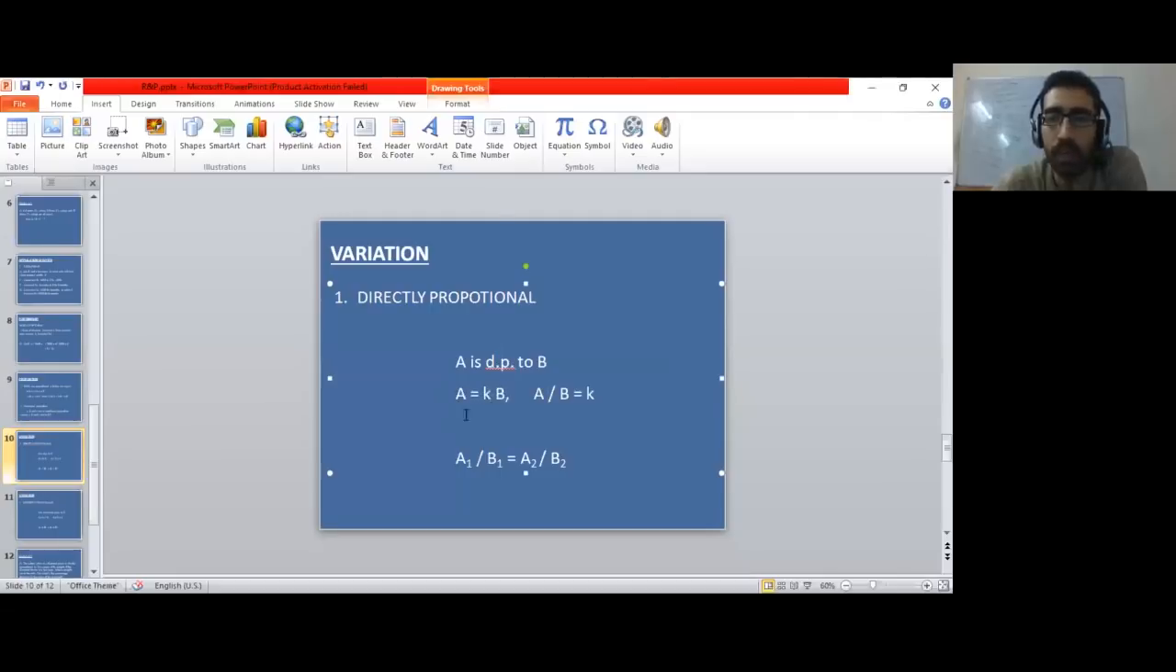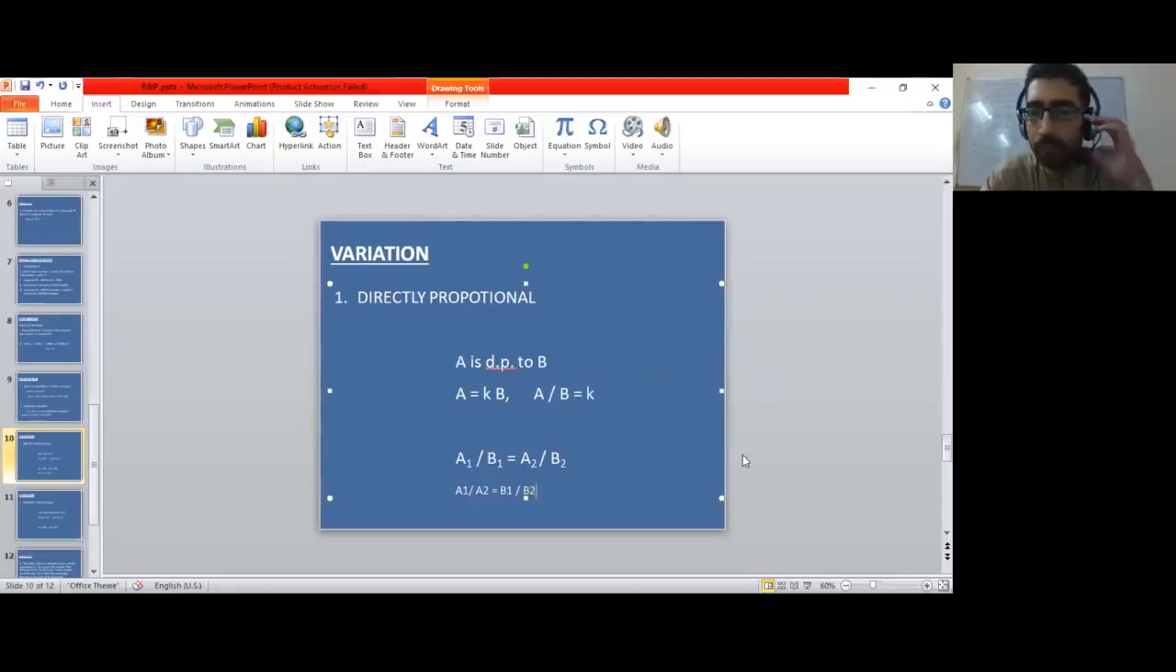Which means, in other words, if I move B to the other side, A by B has to be a constant. When two quantities are directly proportional to each other, then their ratio is a constant. Therefore I can say, since the ratio is a constant, A1 by B1 has to be equal to A2 by B2. I could also have seen this as A1 by A2 is equal to B1 by B2.